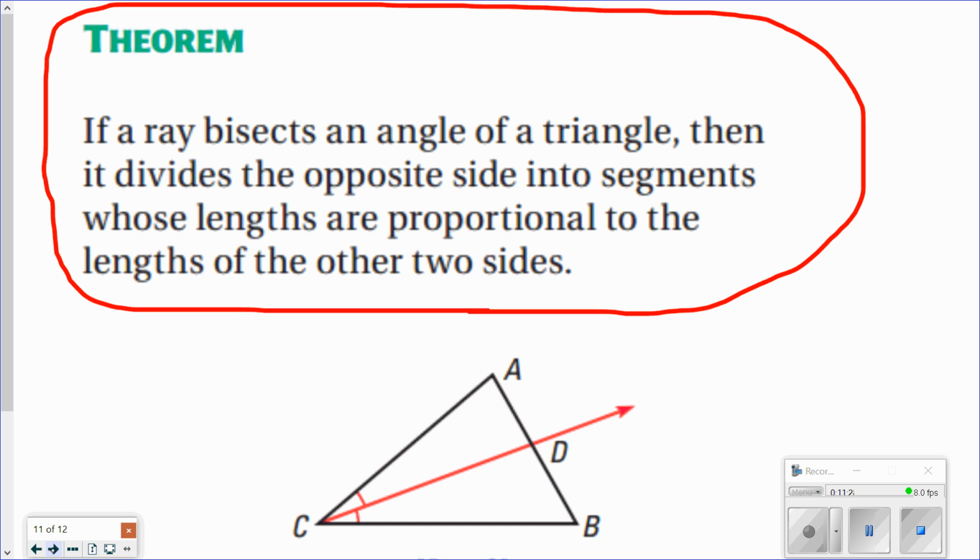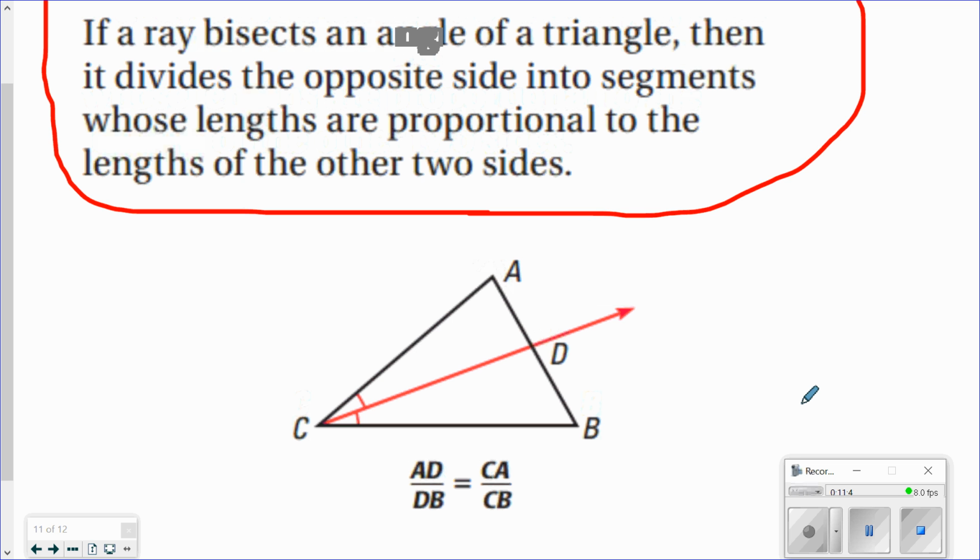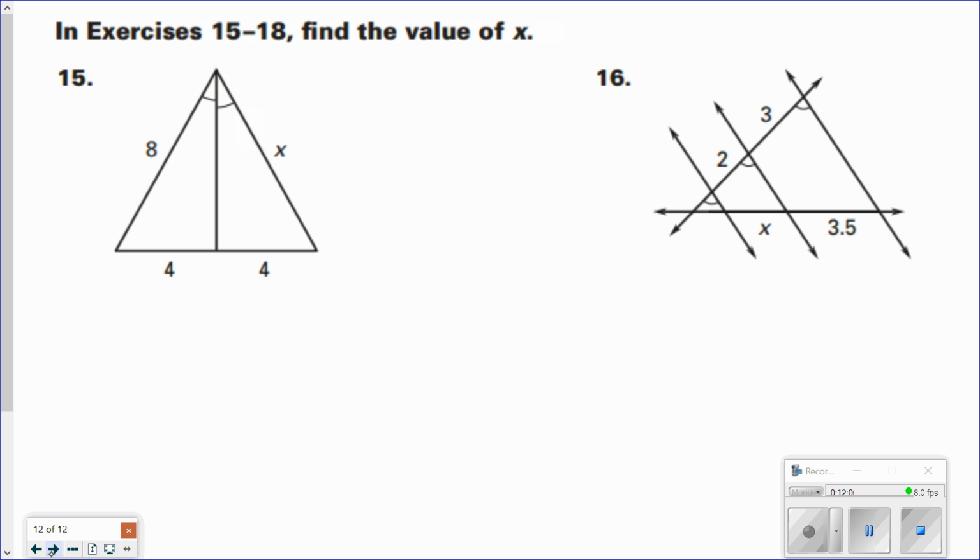If a ray bisects an angle of a triangle, then it divides the opposite sides into segments whose lengths are proportional to the lengths of the other two sides. So I'm going to scroll down. So you can see here that I have a ray, which is red, bisects this angle C, meaning that AD divided by DB is equal to CA divided by CB. Those two ratios would be congruent. So let's kind of put all that together.